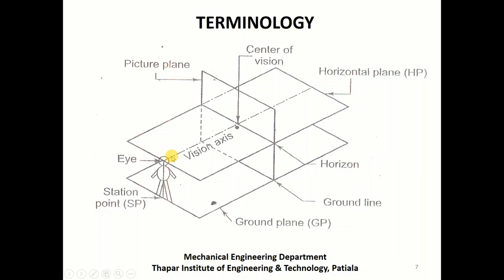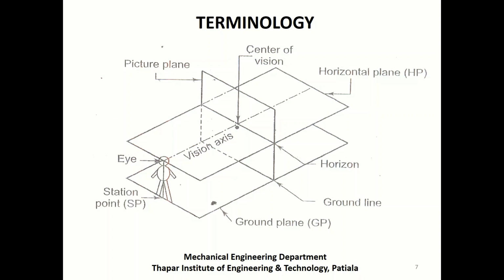Lastly, the role of the picture plane in perspective drawing is to obtain the perspective projection of the object. So whenever we say that we are going to make the perspective projection of an object, that perspective projection will be obtained on this picture plane here.